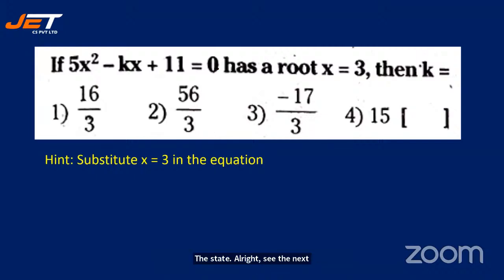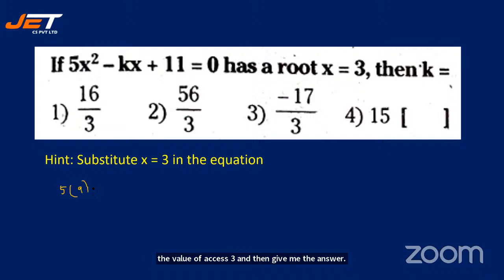If 5x square minus kx plus 11 is equal to 0 has a root x is equal to 3, then you need to find out the value of k. So it's very simple. Just substitute the value of x as 3 and then give me the answer. All right. So by the way, we'll do it for you.